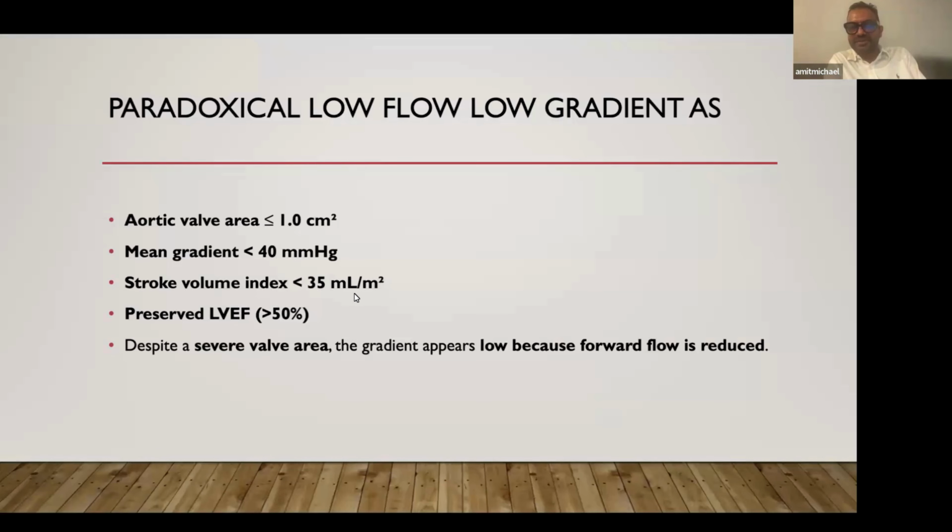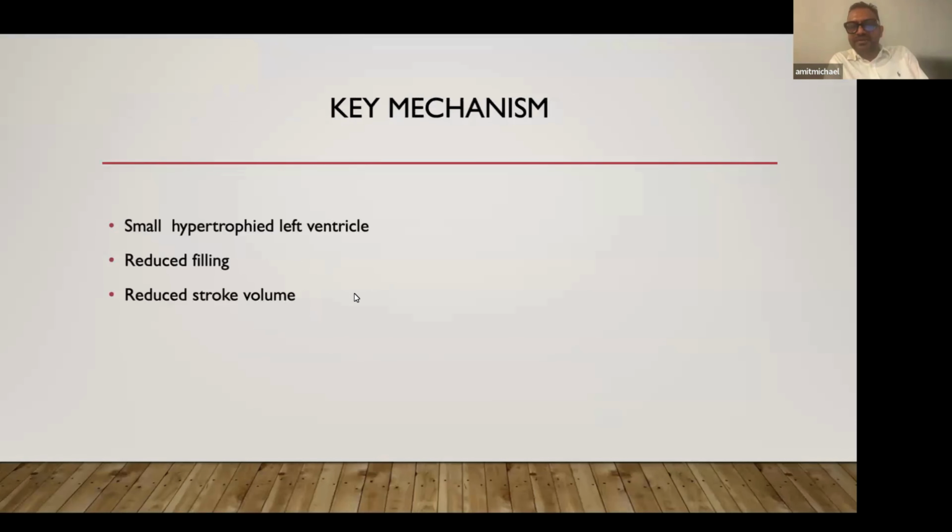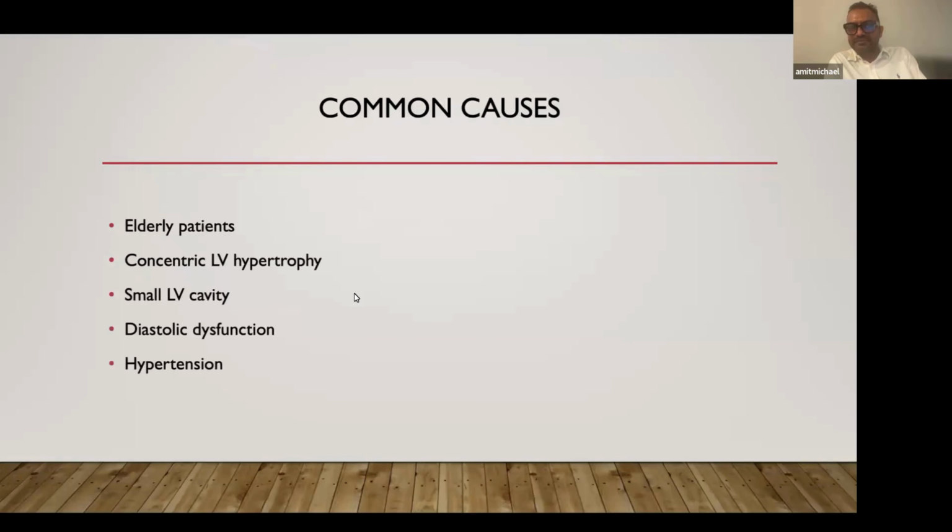Now, the issue with these patients is that they can sometimes be diagnosed as moderate aortic stenosis based on this, because they are not fulfilling the clinical criteria for severe AS. So some people may just treat them as moderate AS and continue to follow them every 6 monthly. Now, the key mechanism where these patients have low flow is because they have a small hypertrophied left ventricle. Because of the hypertrophy of the left ventricle, the filling of the ventricle is not perfect. And because of that, the stroke volume that this ventricle is generating is low. And that's why it's called a low flow state.